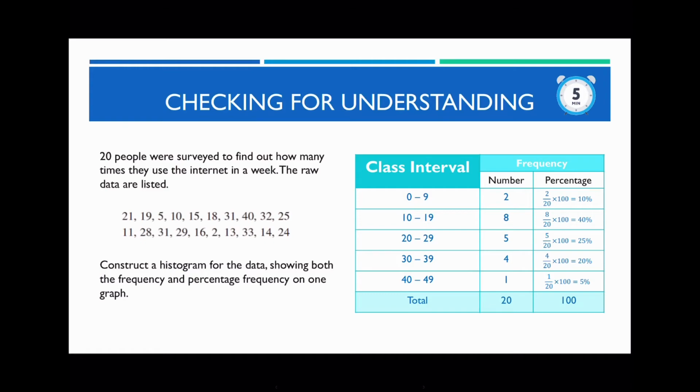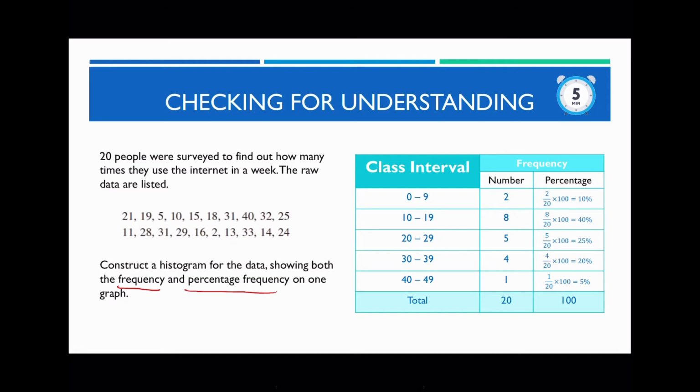Now, what I'd like you to do right now is, using the exact same example from before, I'd like you to please construct a histogram from your previous grouped frequency table. I want you to draw a histogram that shows both the frequency as well as the percentage frequency. So on the left-hand side of the y-axis, you're going to represent it using frequency. On the right axis, you're going to be representing it with percentage frequency. So give yourself 5 minutes to draw it up neatly, and then see whether your answers match with my answers.